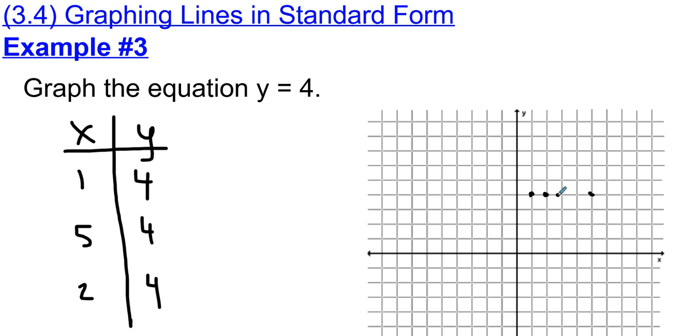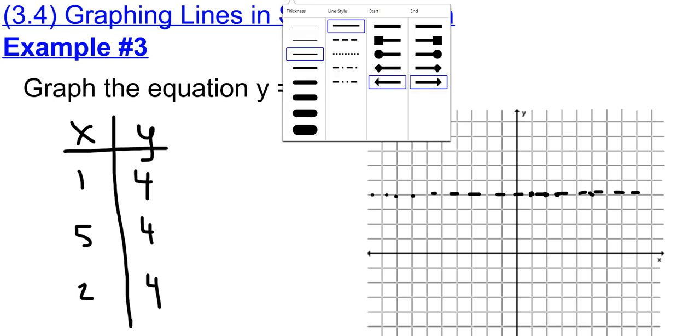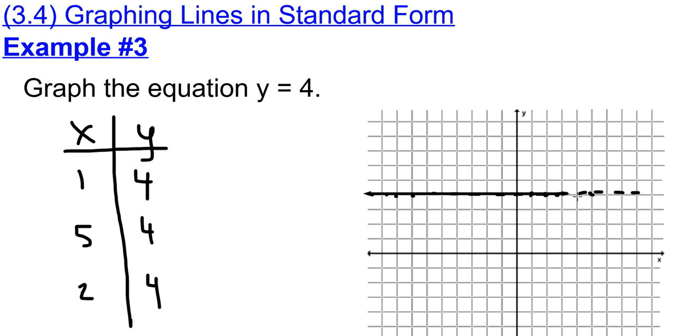If you graph all the points with a y-coordinate of 4, you end up getting a horizontal line, and that is what I'm going to draw for this one. Y equals 4 is a horizontal line. So if you have y equals a number, you do get a horizontal line. Now this is part of this section, graphing lines in standard form.